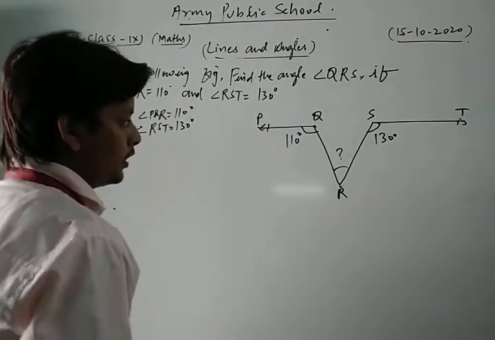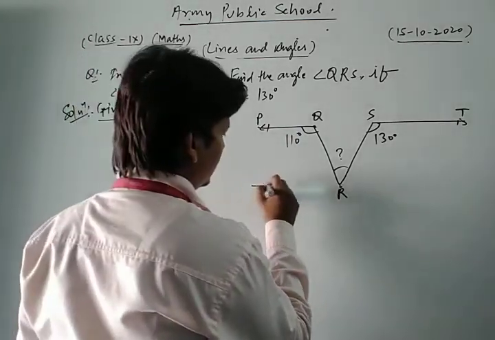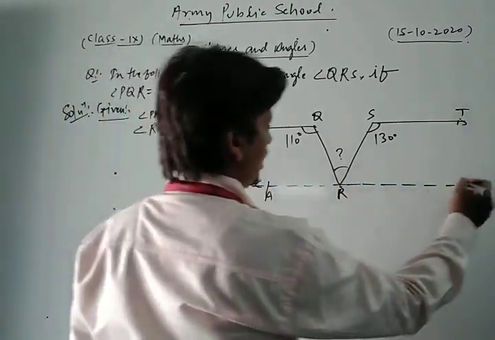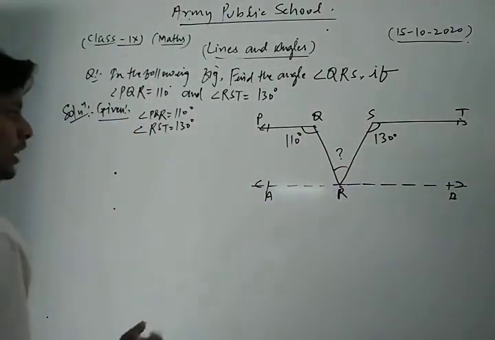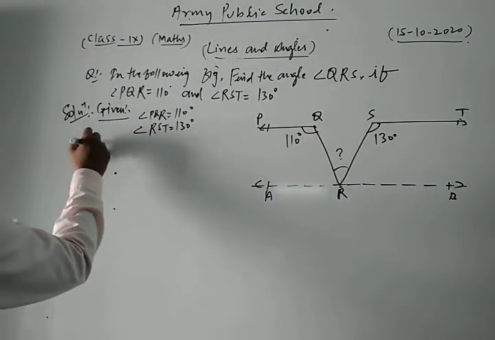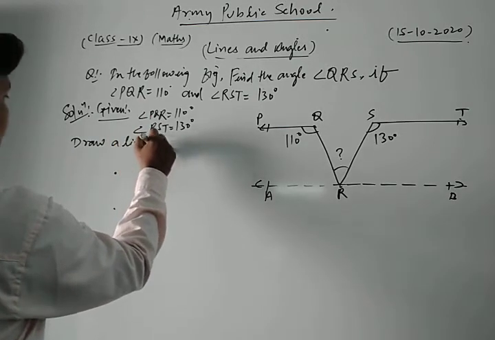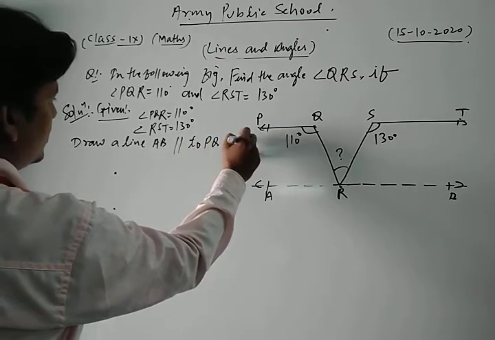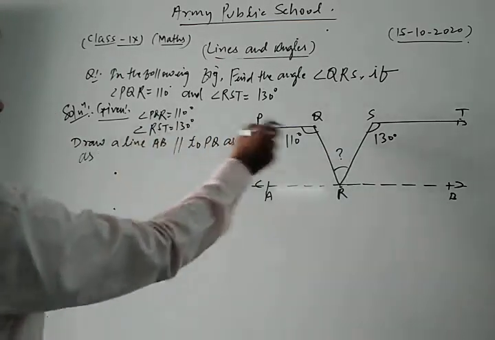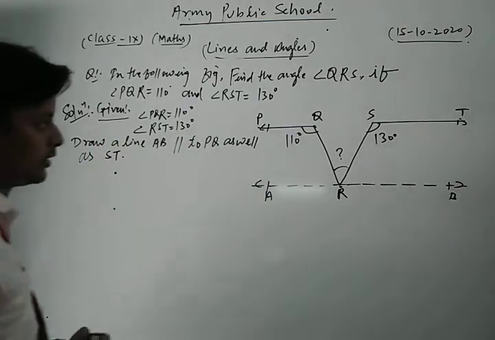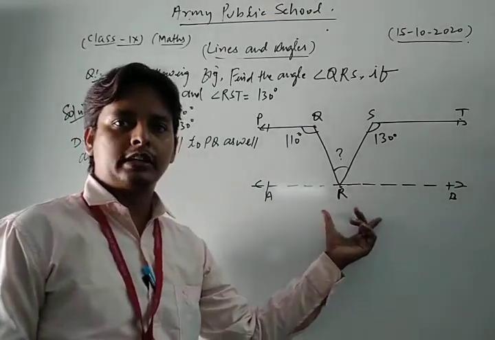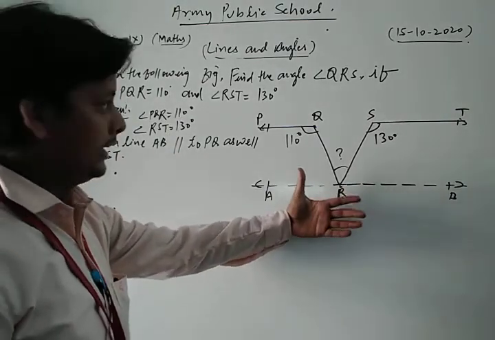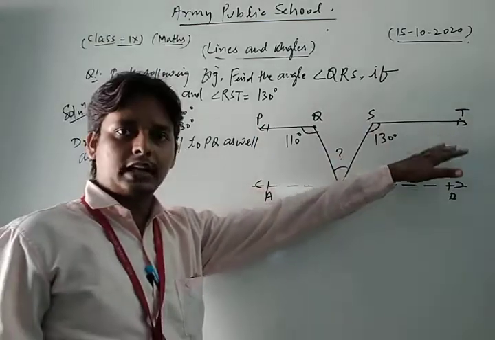Now we have to draw a line, suppose AB. Draw a line AB parallel to PQ as well as ST. First of all, we have to do some construction in this question, and we draw a line AB, which is parallel to PQ as well as ST.